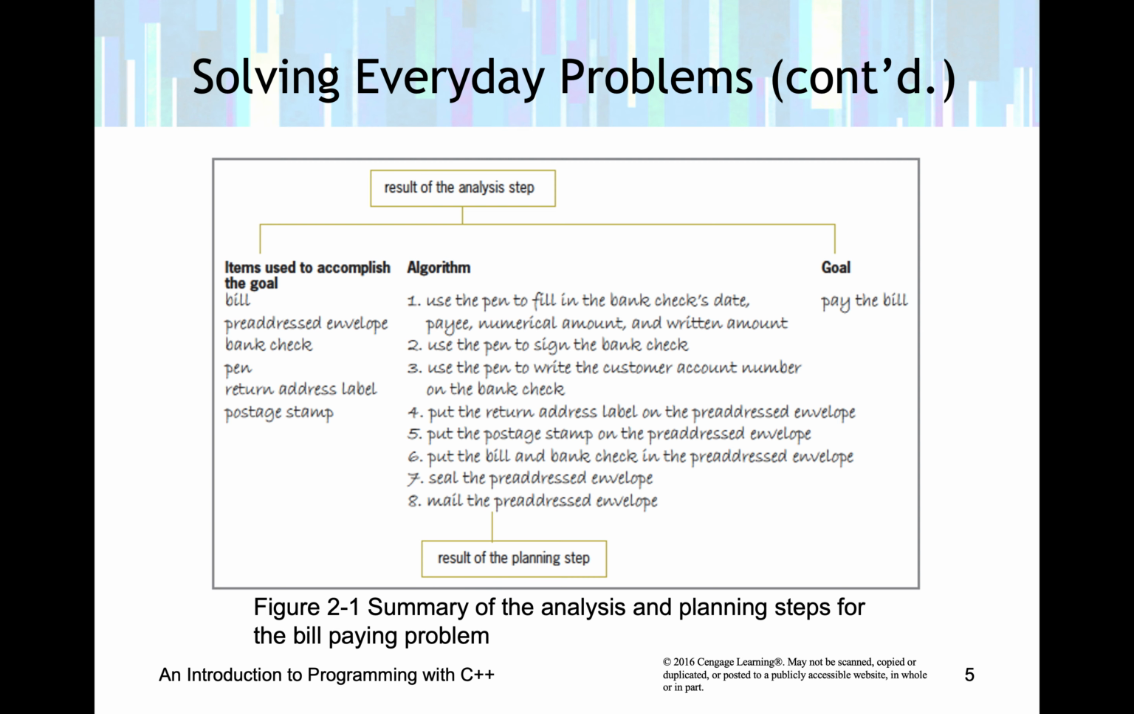Now, of course, we could put the stamp on before we write the address, but we definitely cannot seal the envelope before putting the bill and the check inside. So step 7 has to happen at this point, after you do this part. But you could do this a little bit differently. You could start by doing your envelope first and then doing this part. But this step has to definitely be here, and of course you can't mail it until you do all these steps.